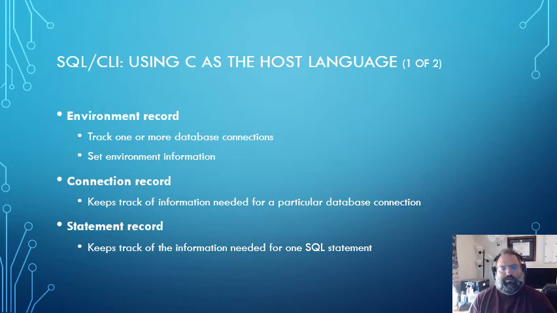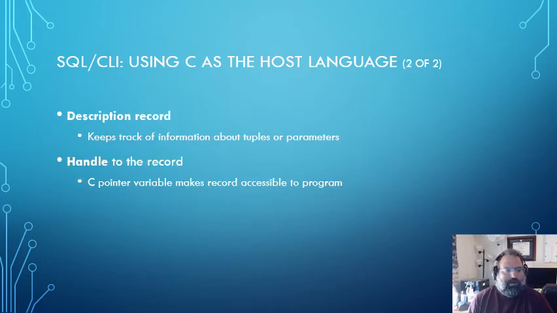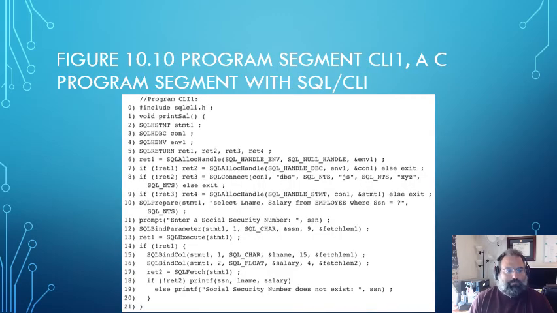With SQL CLI using C as the host language, you typically have an environment record that tracks one or more database connections. You set environment information. You connect. A connection record keeps track of information needed for a particular database connection, and a statement record keeps track of information needed for one SQL statement. A description record keeps track of information about tuples and parameters, and handles to the record. A C pointer to a variable makes record access available to the program.